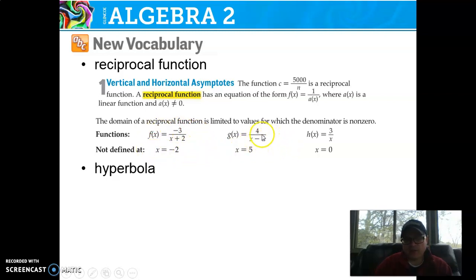Similarly, in this one, 4 over x minus 5, it's not defined at x equals 5 because 5 minus 5 is 0. That's going to produce an asymptote. And just 3 over x, well, that's not defined when x equals 0 because you can't divide by 0.